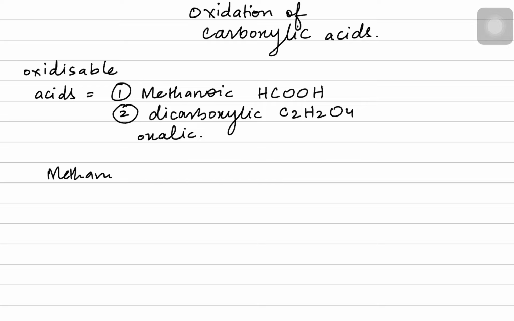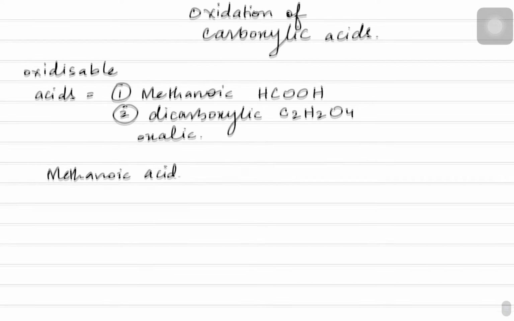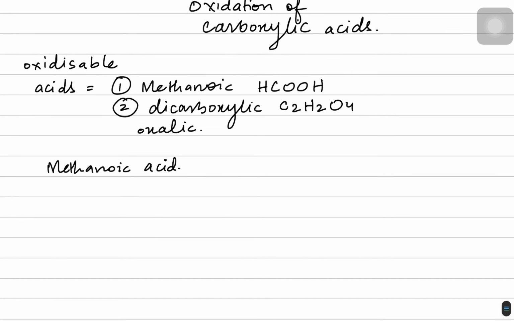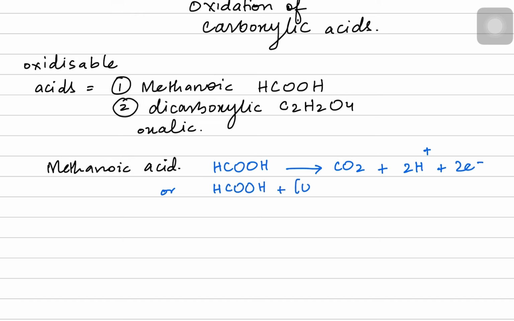So let's have a conversation about methanoic acid and its oxidation. Methanoic acid can be oxidized because of the presence of the aldehyde group it has. It is oxidized to form carbon dioxide and it loses 2 electrons. You can also write this equation showing oxygen in square brackets, where carbon dioxide and a water molecule are formed.